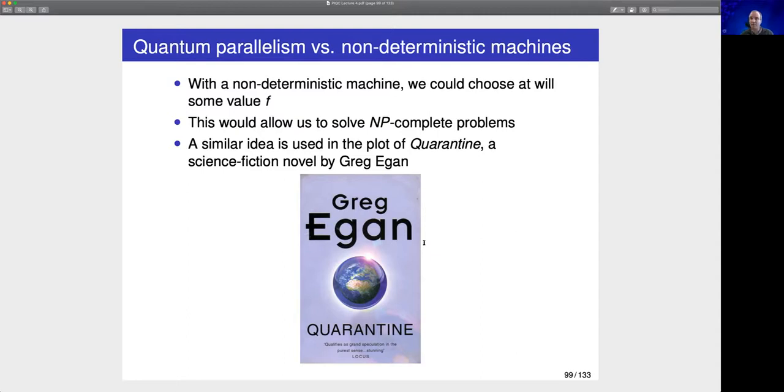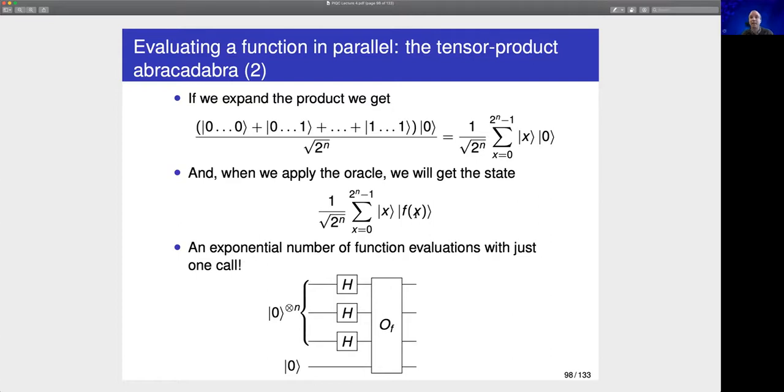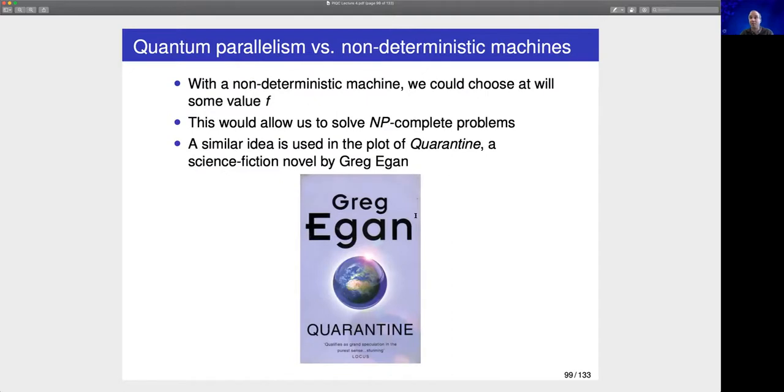But that is only a mathematical model, okay? It's a mathematical model to study complexities of problems and to relate what we can do with actual classical computers to these mathematical models. This is not something that we can do in practice, not even with quantum computers. This would allow us, for instance, to select one of these values f(x) here and to check if at least one of them is 1, and then we could solve NP-complete problems. For instance, the satisfiability problem would be trivially solved with this kind of machine.